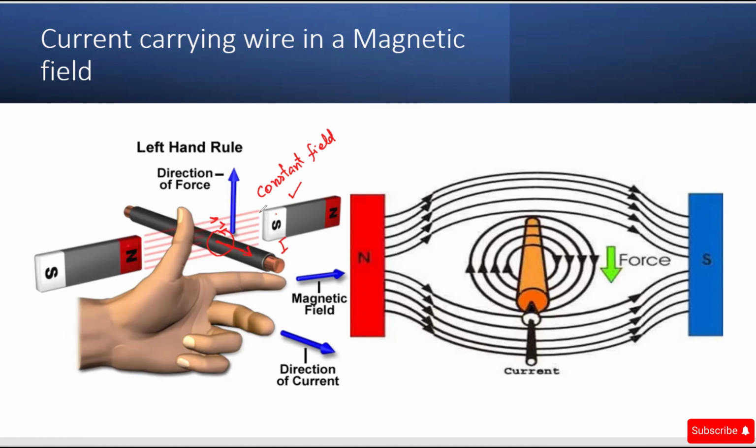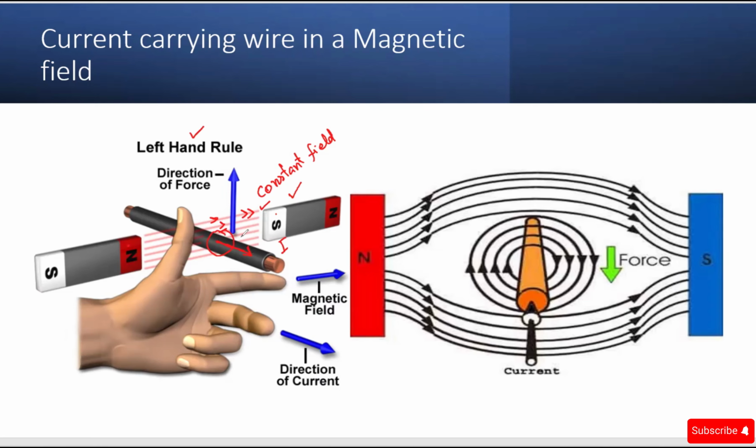So we would say that this constant field, the field of the bar magnet, is applying a force on a current carrying wire, and that force can be found using the left hand rule. What is the left hand rule? Take your left hand, put the first finger along the direction of this magnetic field, and the second finger along the current.